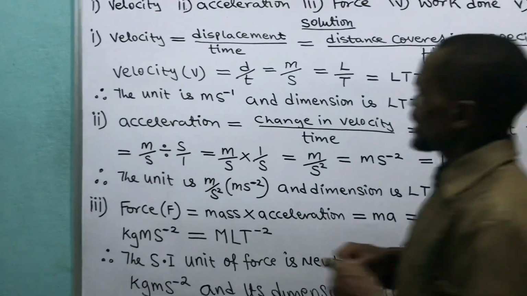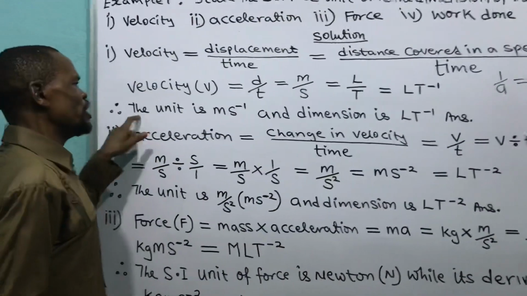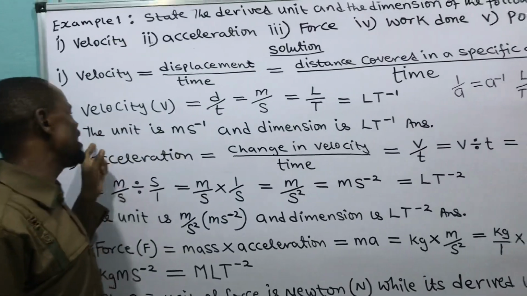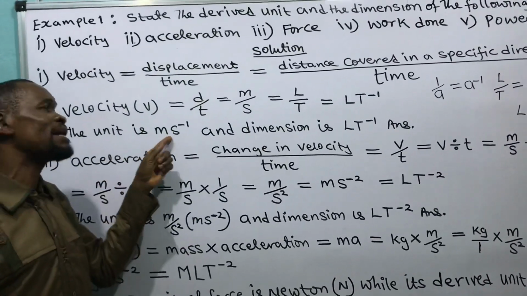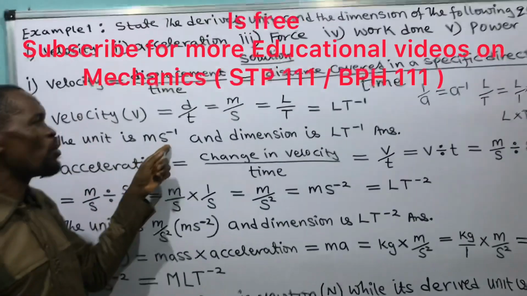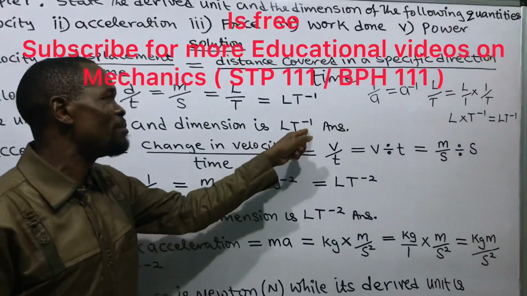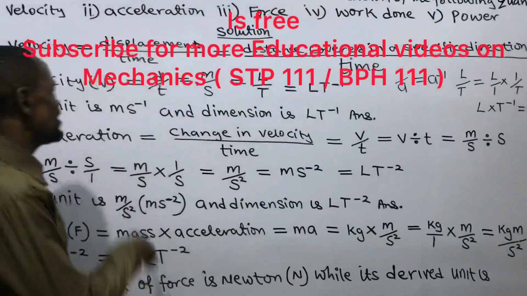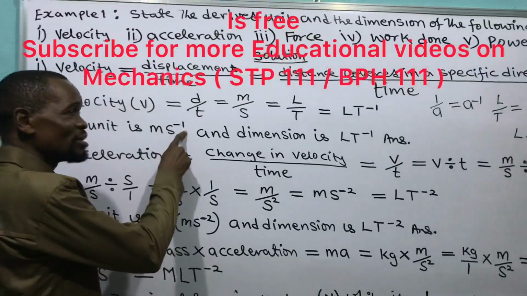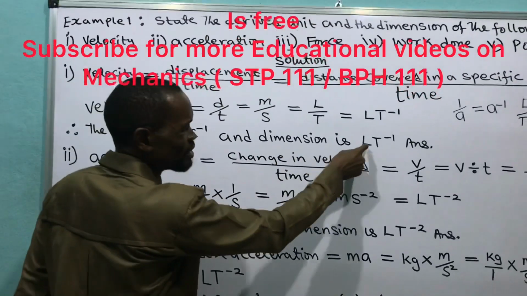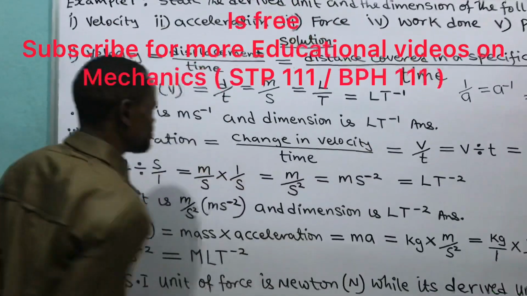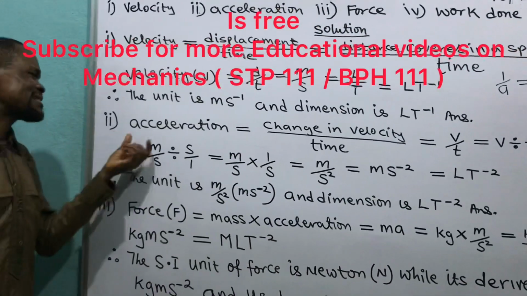Therefore, the unit of velocity is meter per second, and the dimension is LT minus 1. That's my answer. The unit is meter per second, and the dimension is LT minus 1. Then, acceleration.